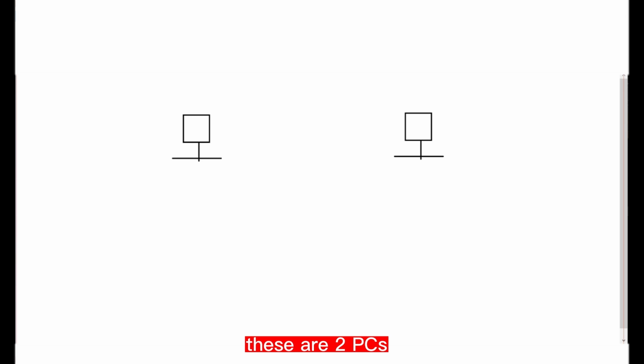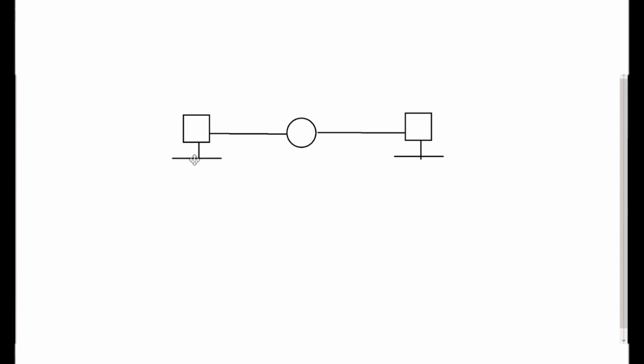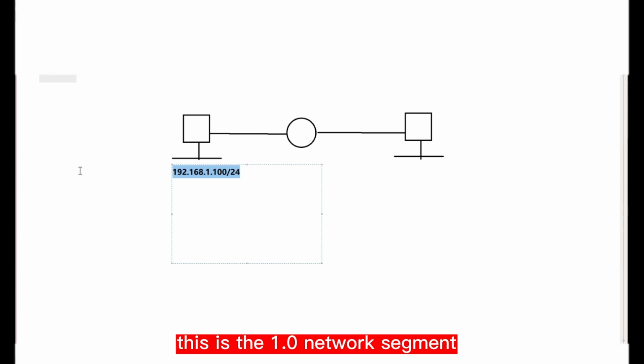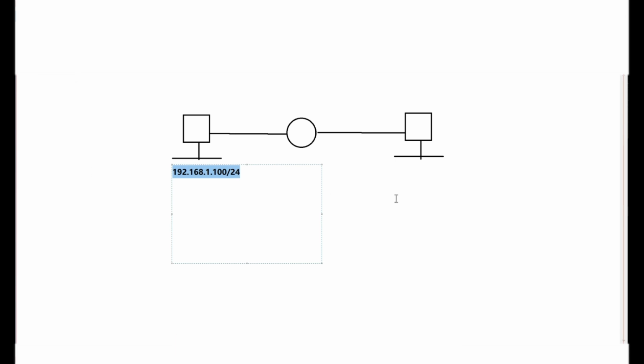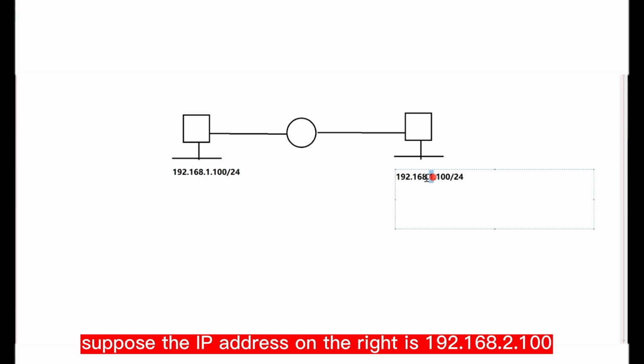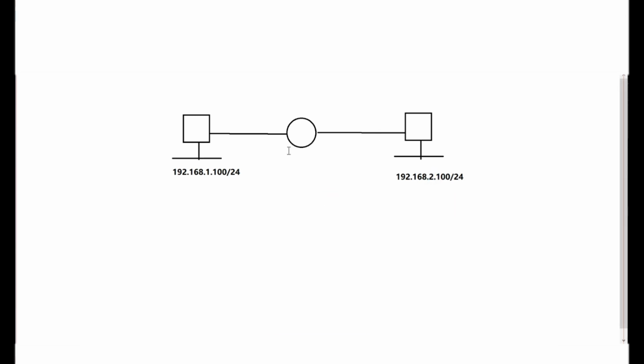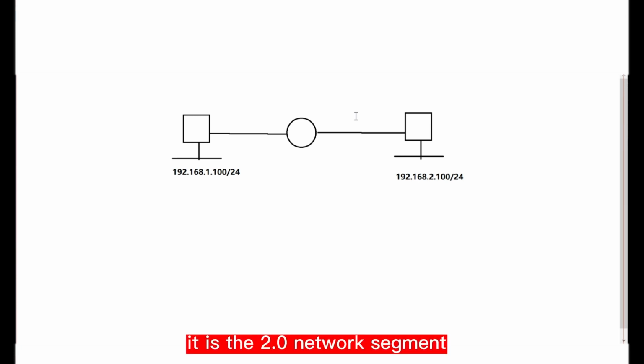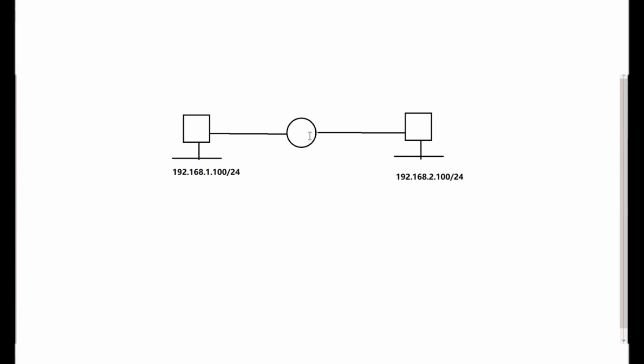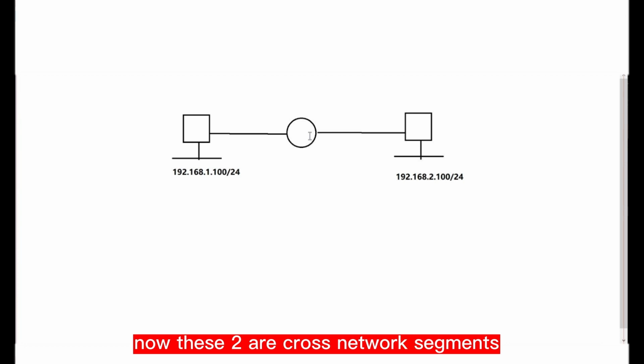These are two PCs. In the middle is a router. The router on the left. Give it an address. For example, 192.168.1.100. 24-bit mask. This is the 1.0 network segment. Suppose the IP address on the right is 192.168.2.100. 24-bit mask. It is the 2.0 network segment. Now these two are cross-network segments.